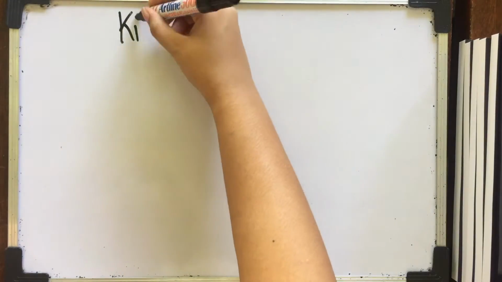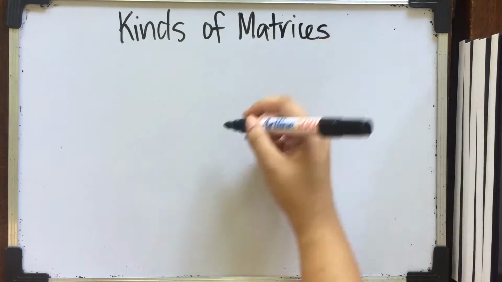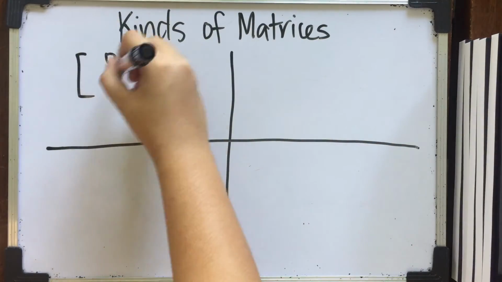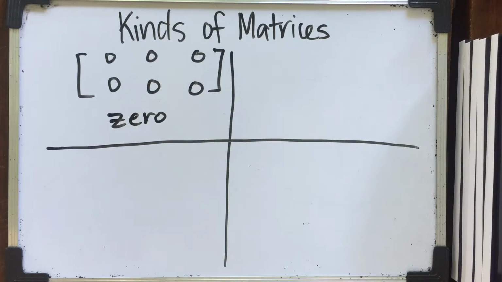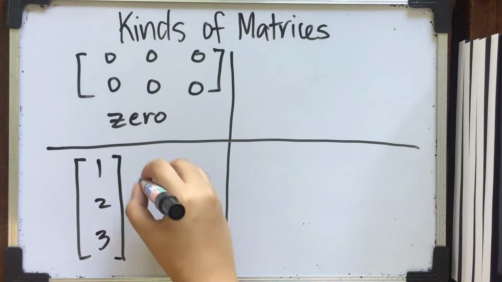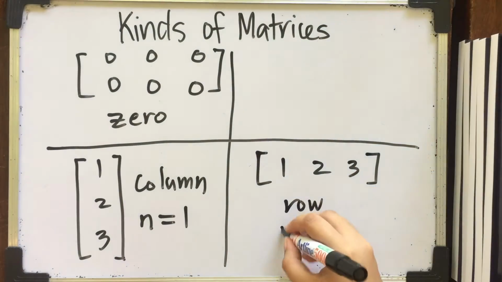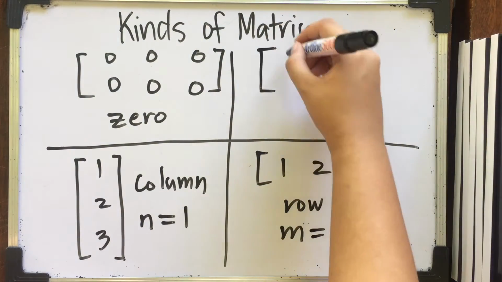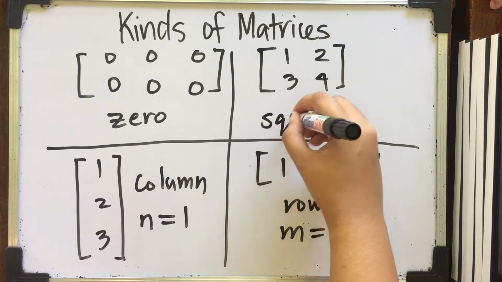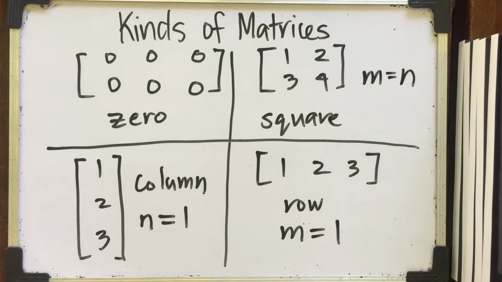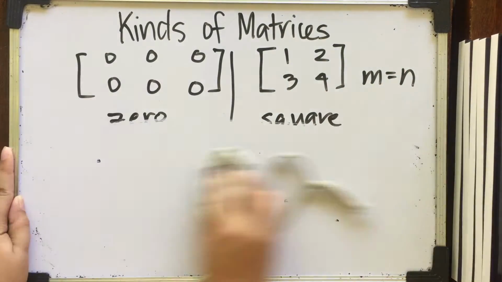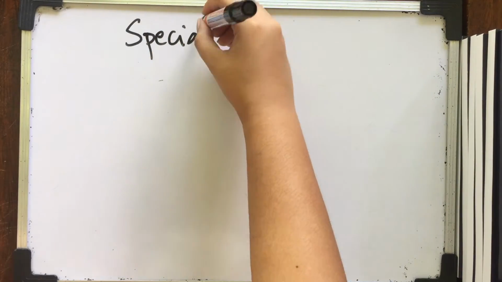There are different kinds of matrices. The first one is a zero matrix, which is a matrix whose entries are all zero. Next, we have the column matrix, which is a matrix with only one column, and the row matrix, which has only one row. Another special kind of matrix is the square matrix, where the number of columns is equal to the number of rows. There are special kinds of square matrices.